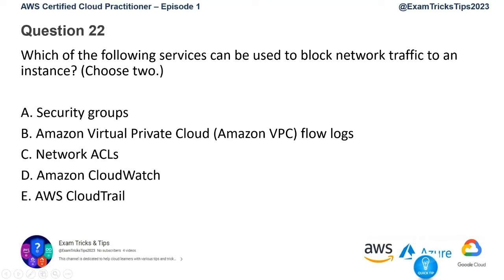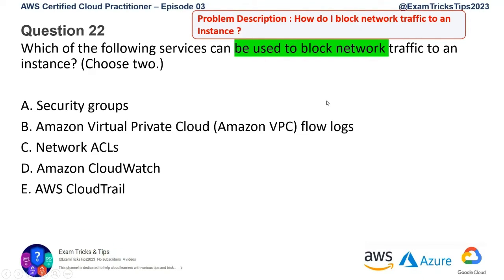Question number 22. Which of the following services can be used to block network traffic to an instance? And we need to choose two answers here. Pause the question, highlight your keywords, identify if there is a problem description. I hope you have read through the question and identified the keywords. Essentially, we need to block network traffic to an instance. And what does blocking traffic mean? We need a firewall. So let's go through these options and see which option can help us act as a firewall. The first option we have is security group.